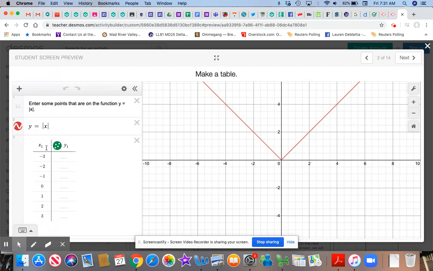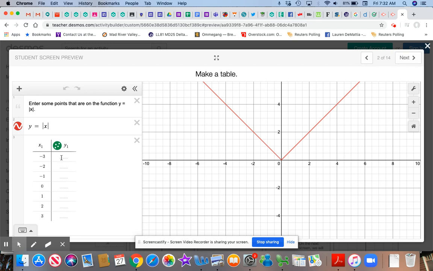So it says make a table. So this is y equals the absolute value of x. Now, if you remember, the absolute value of a number is basically its distance from zero. And that distance is always positive, right? Because we're never negative 5 feet away from people. We did talk about this before the groups broke up, so I'm just reminding you.